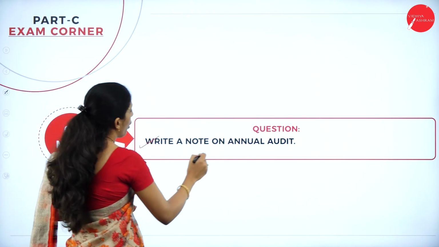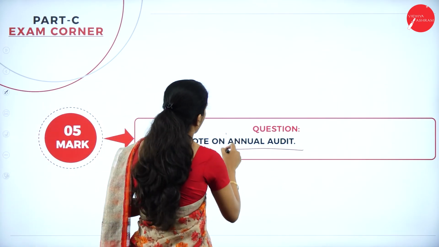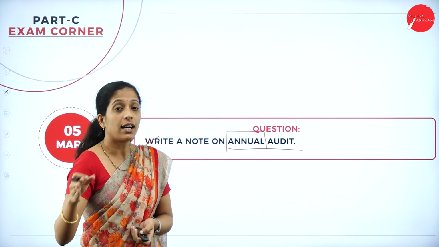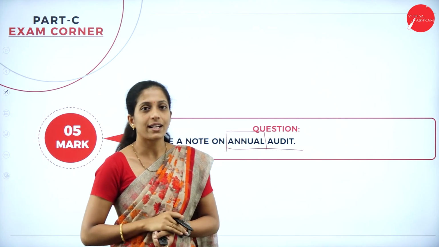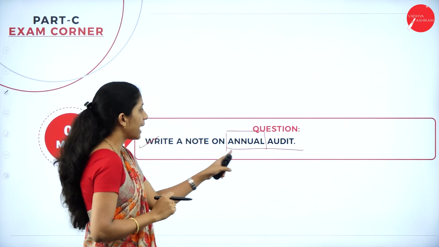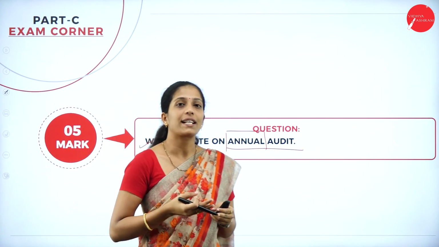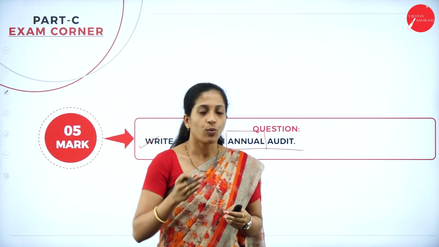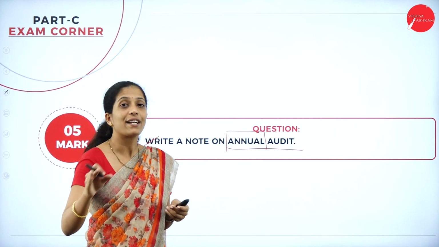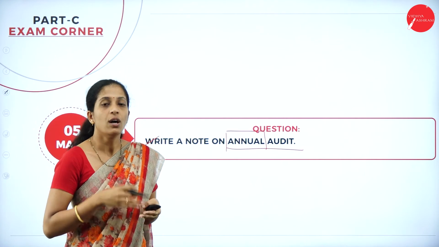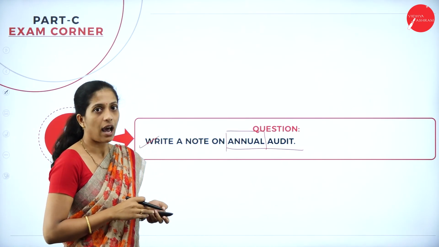Next, write a note on annual audit. Here the word itself tells us: annual, in the sense that in a year, they are going to audit the books of account, which is called annual audit. So what do you mean by annual audit? That is, at the end of the financial year, we audit the books of accounts of an organization. This is called annual audit.